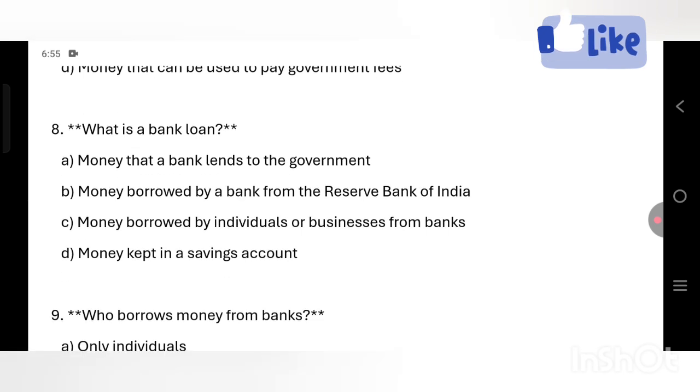Next, question number 8: what is a bank loan? Option A, money that a bank lends to the government. Option B, money borrowed by a bank from the Reserve Bank of India. Option C, money borrowed by individuals or businesses from banks. Option D, money kept in a savings account. The correct answer is C, money borrowed by individuals or businesses from banks.